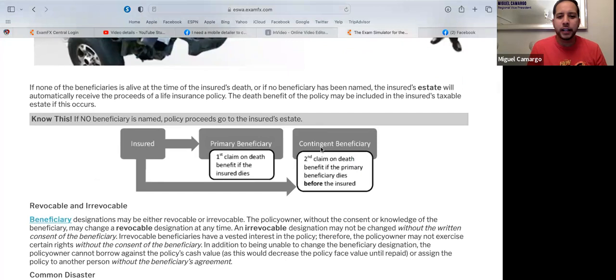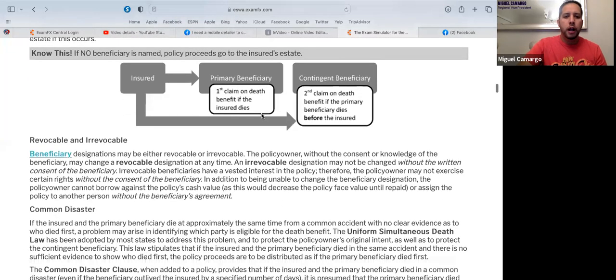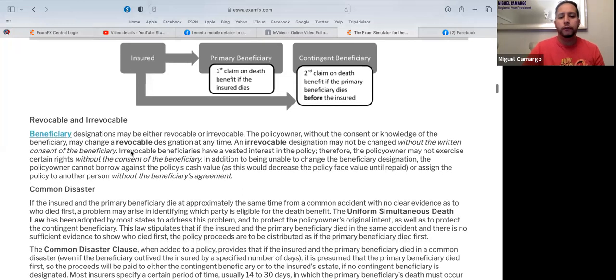So let's go here, guys. Any questions on beneficiaries? All right. If no beneficiary is named, proceeds go to the insured's estate. Sometimes you'll hear that it's their closest living relative. I want to talk about revocable versus irrevocable beneficiary. So write this down: beneficiaries, revocable and irrevocable.